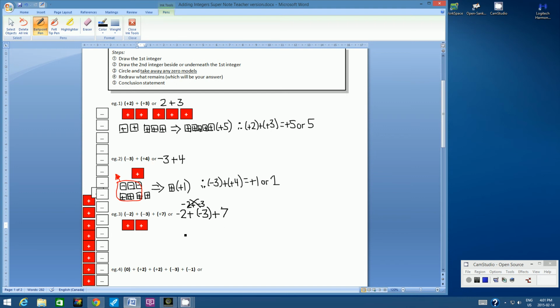Okay, let's start our tile diagram solution. Remember, step 1, draw the first integer. All right, so we've got -2.